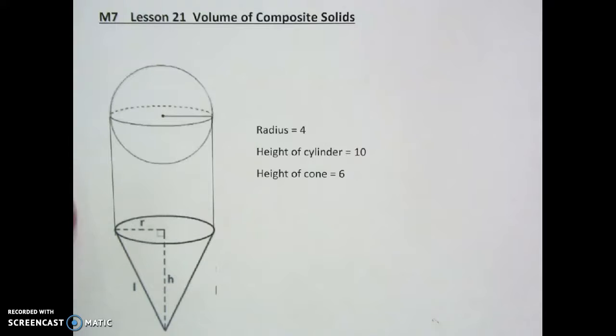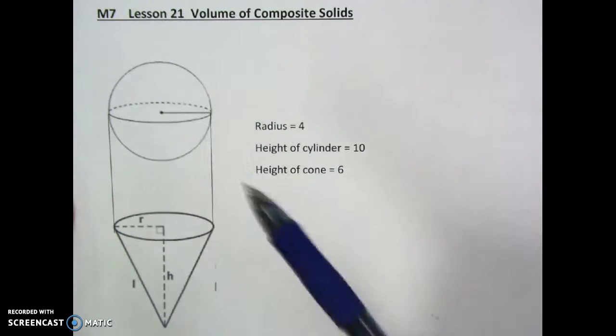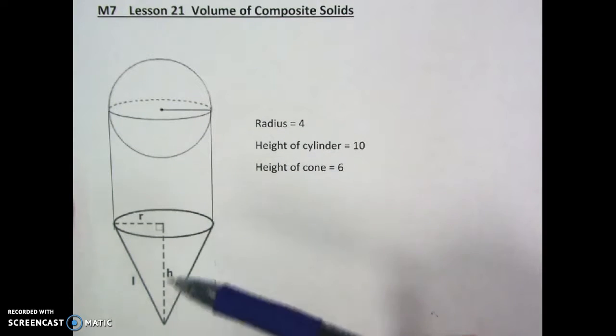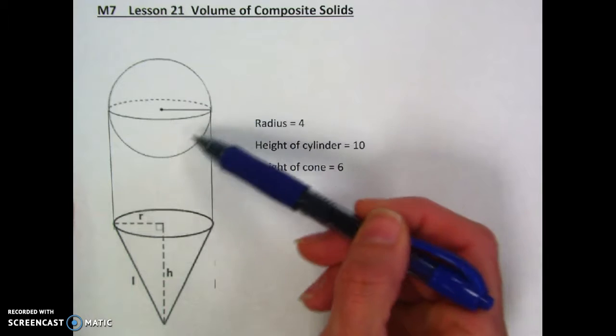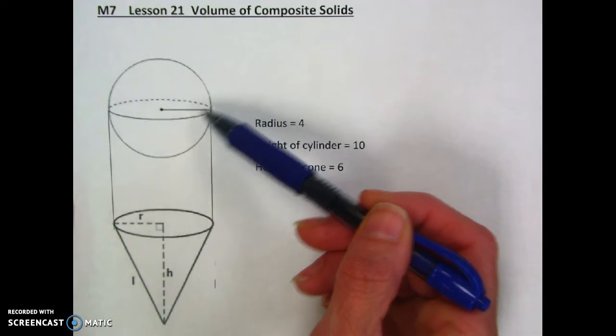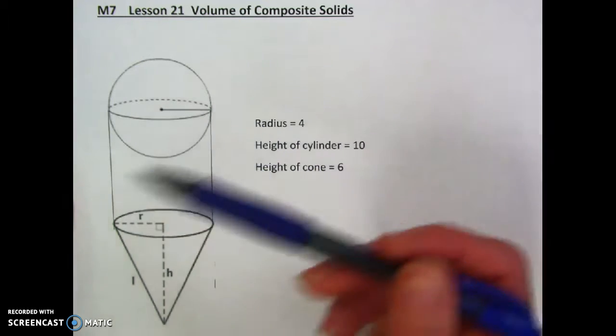Module 7, Lesson 21, Volume of Composite Solids. Composite solids means you have more than one shape put together. So we have a sphere sitting on top of a cylinder sitting on top of a cone. Now we do have to be careful because the sphere actually does go down into the cylinder some, so we don't want to count that volume twice.